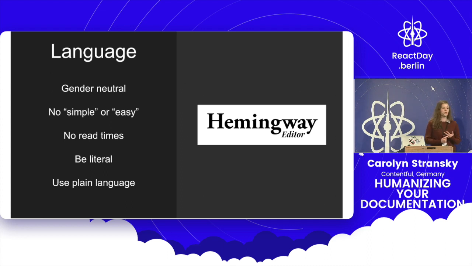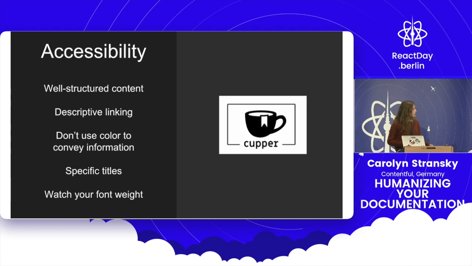And then also using plain language. Hemingway Editor is a web app that you can put your text into, and it'll highlight problematic words or phrases. And you want to aim for about a grade 8 reading level. There are also similar web apps and extensions to highlight gendered language within your docs.